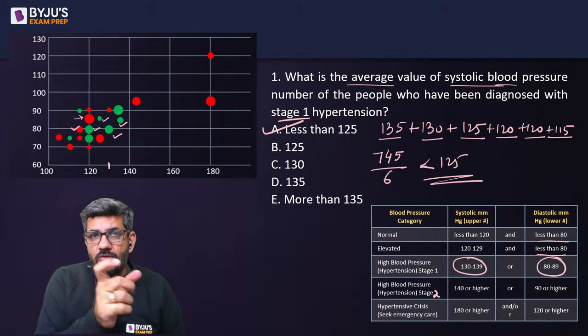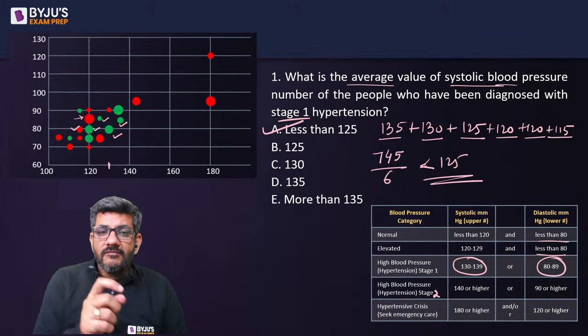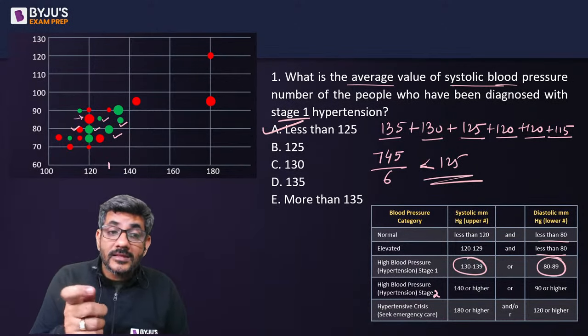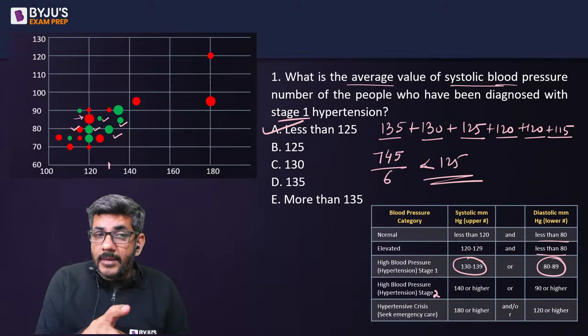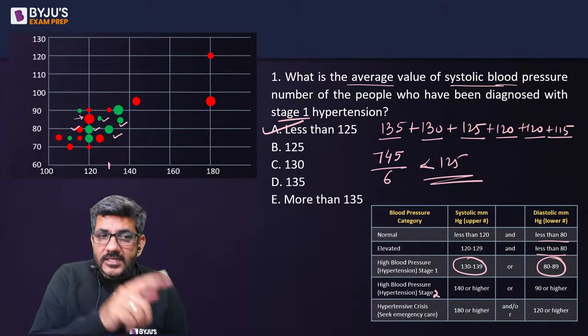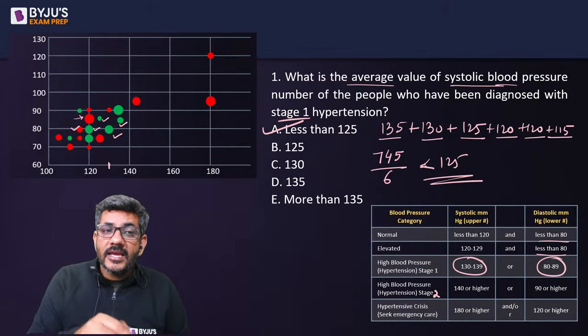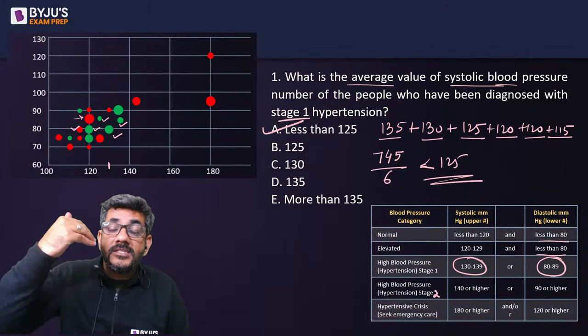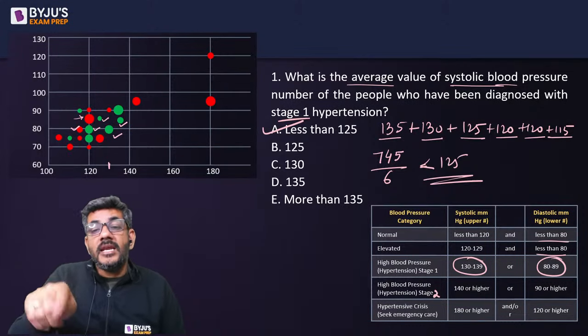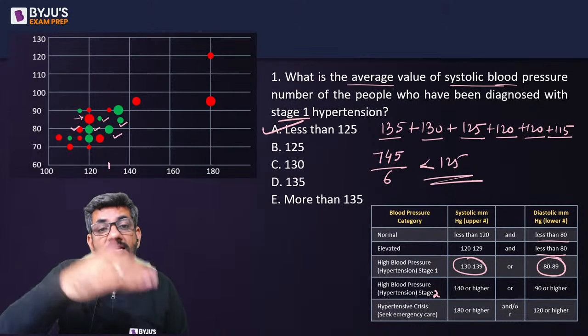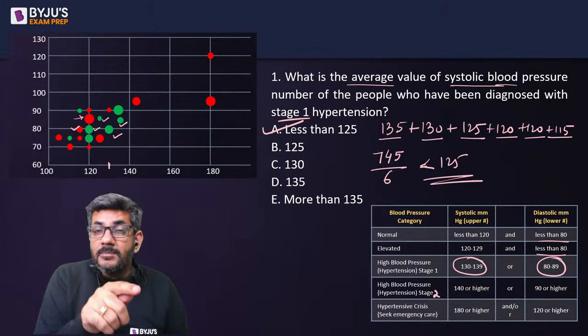So you just have to look at the graph. You have to see who falls in 130 to 139. I saw there were 3 people. Look carefully, the red dot on the line of 90, this person is also from 130 to 139. But because of 90, he has gone into high blood pressure stage 2, because stage 2 includes people with 90 and higher. So therefore it has gone above, right? So that person would not be counted.